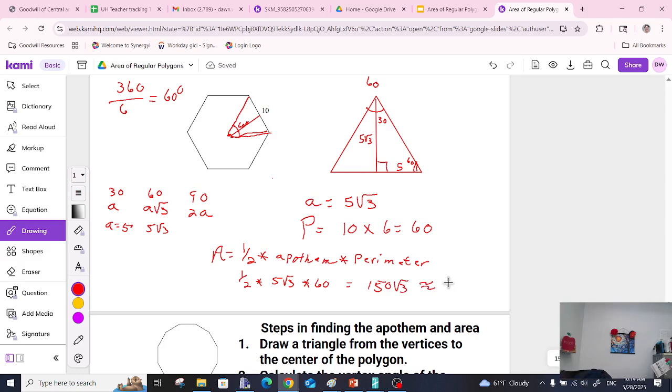What'd you get? 10 times 6 is 60, because 10 is my side length, right? Because the side length changed. It's basically the same as above, but the side length changed. What did you get for 150 square root 3? 259.8 units squared. Okay.